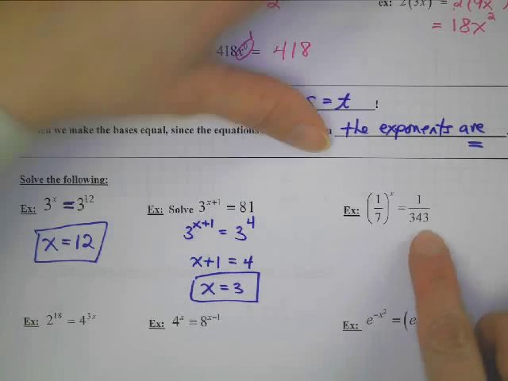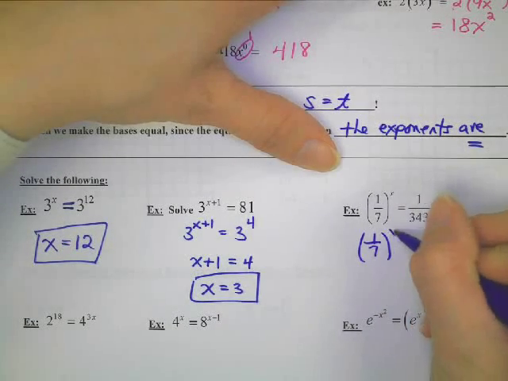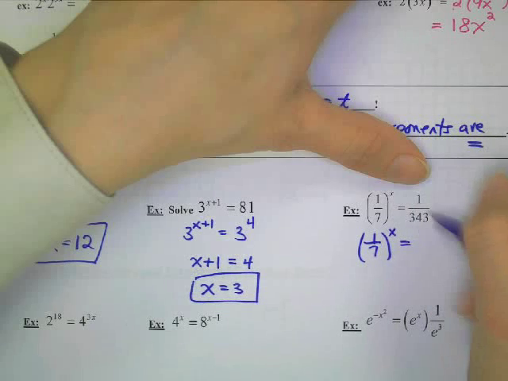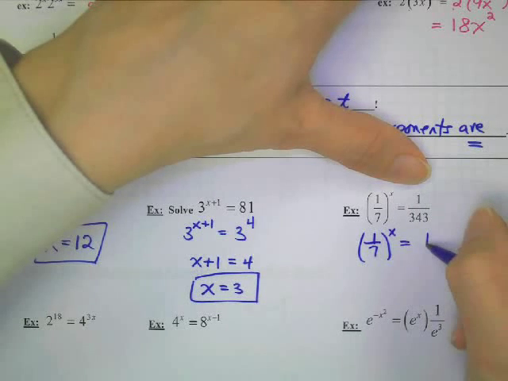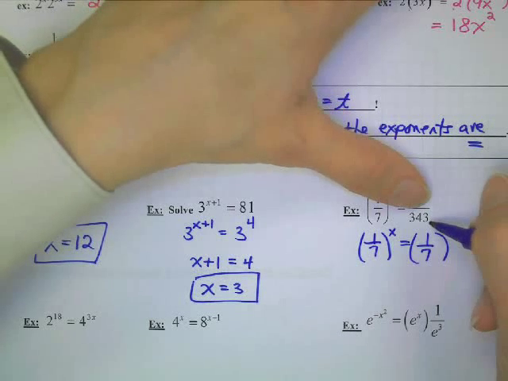Okay. We're making common bases. I've got 1/7. I've got a fraction on the left. So I'm thinking that this is 1/7 sort of power as well. I know the 1 can become a 1. I don't think it's a 2.